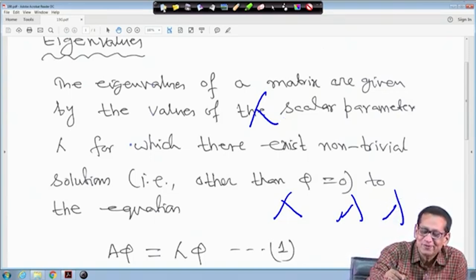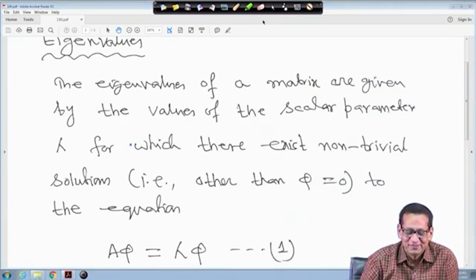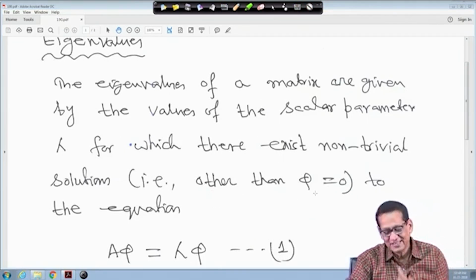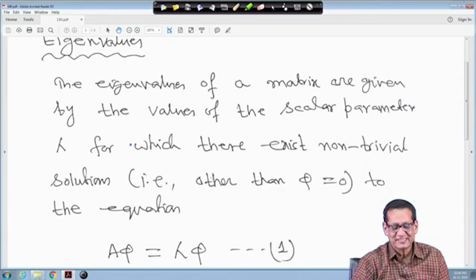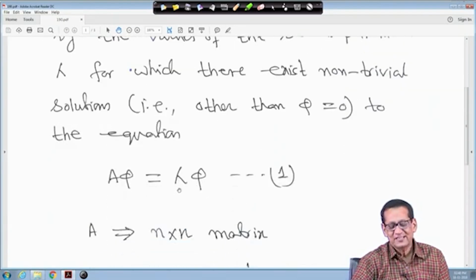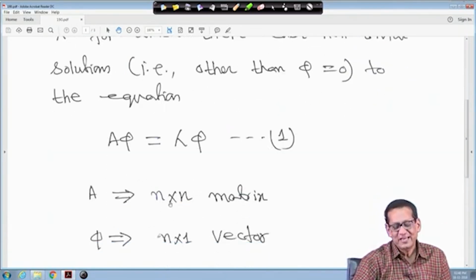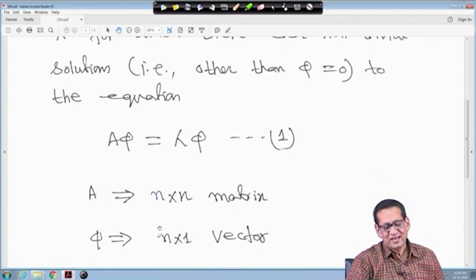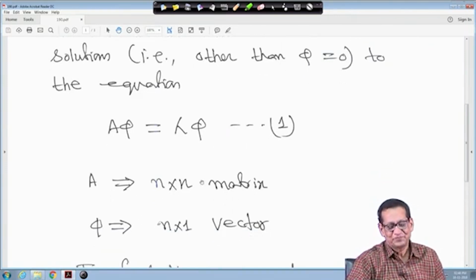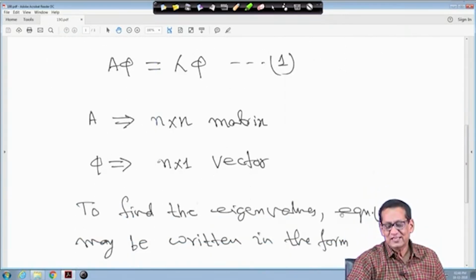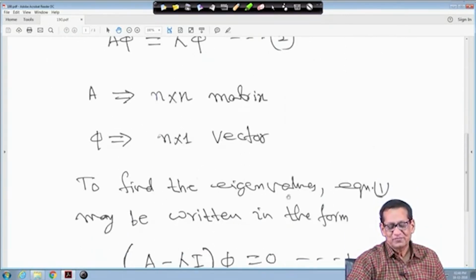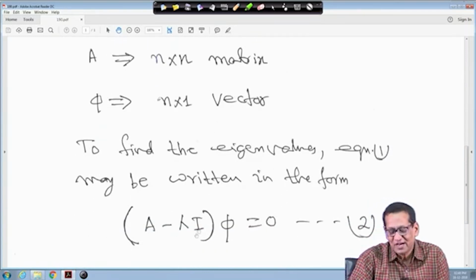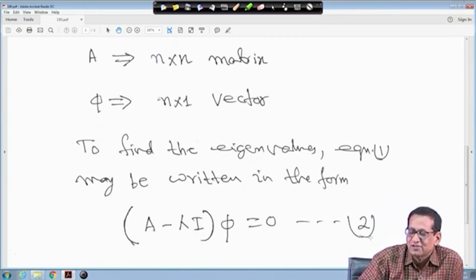Now the question is for which lambda there exists a non-trivial solution, that is other than phi equal to 0, to the equation. That means if you have matrix A, then A phi is equal to lambda phi, equation 1. A is an n by n matrix, and phi is an n by 1 vector. To find the eigenvalues of equation 1, it may be written in the form (A minus lambda I) phi is equal to 0. This is equation 2.